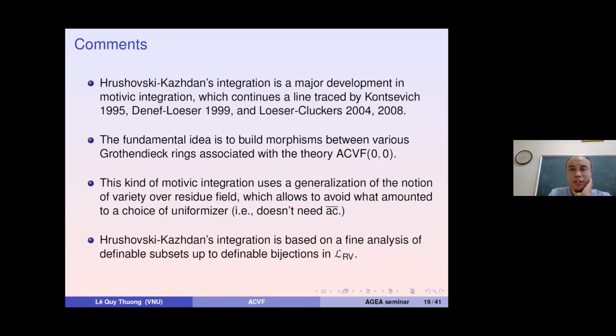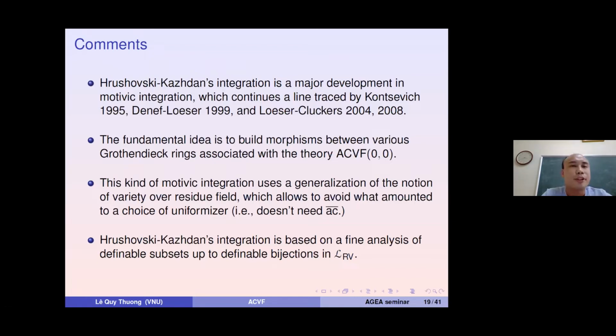In the theory, we have the three sorts, and each sort has some categories, and we mention the relation between the Grothendieck rings of those categories. Hrushovski-Kazhdan motivic integration is based on the analysis of definable sets up to definable bijection in the language LRV, Basarab Pullman.